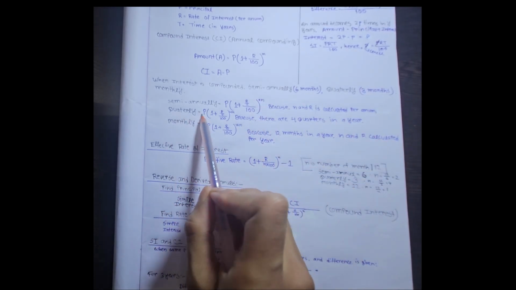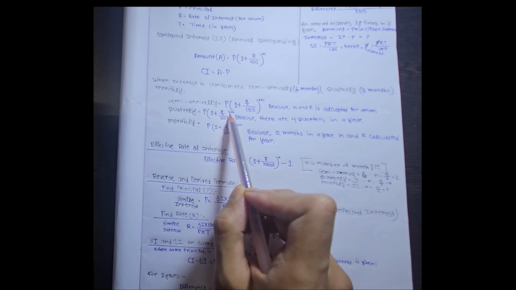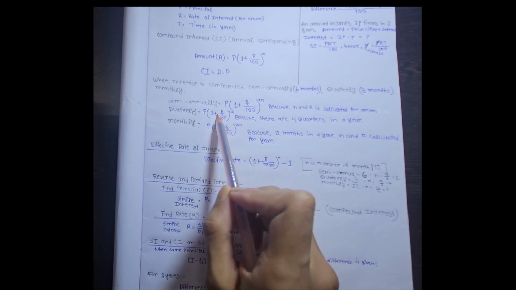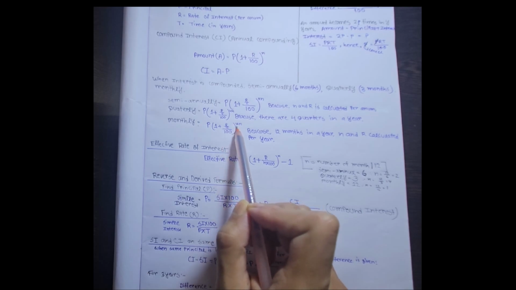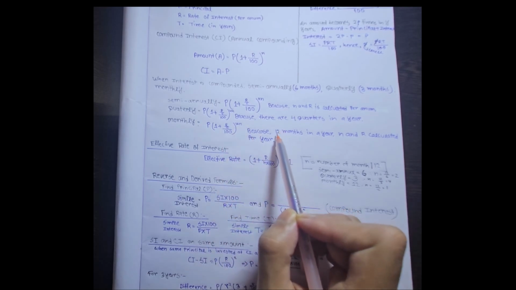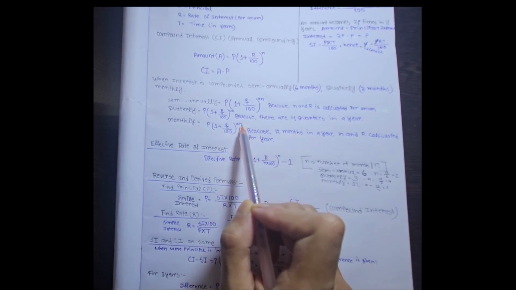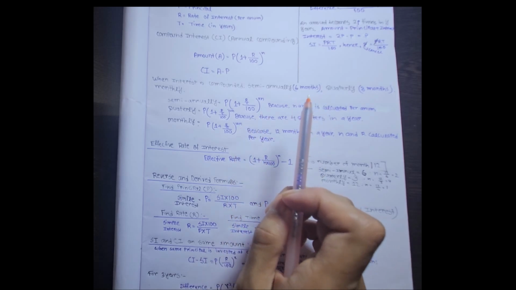Similarly, if we calculate this quarterly, there are 4 quarters in a year, so there is 4n, and the rate of interest would be divided by 4. Same for monthly: it would be r by 12 and 12n, because there are 12 months in a year, and n represents 1 year.